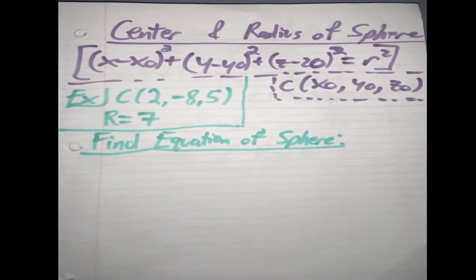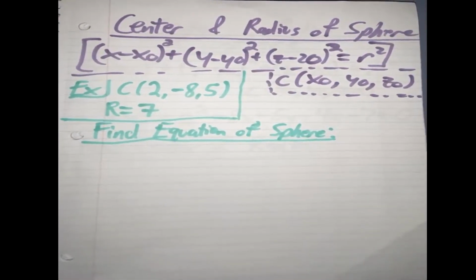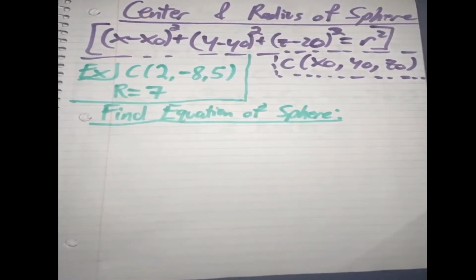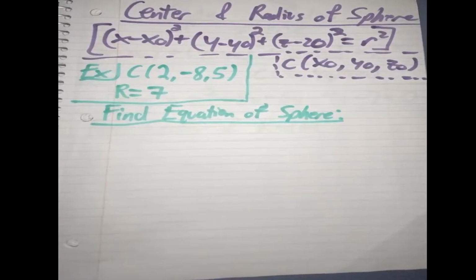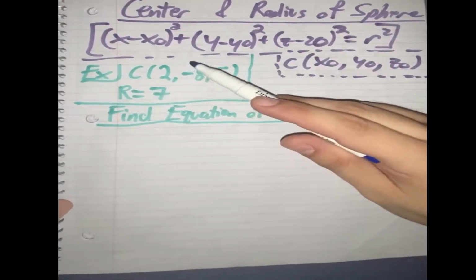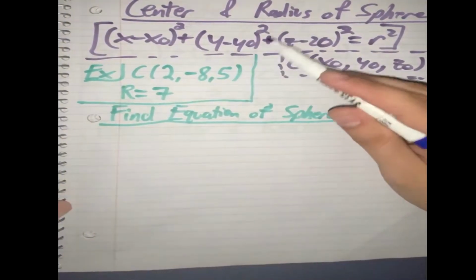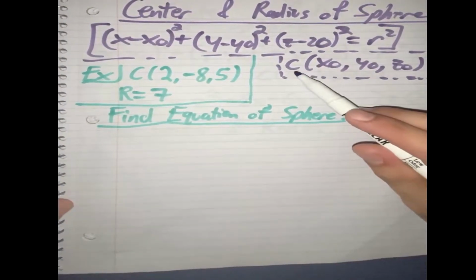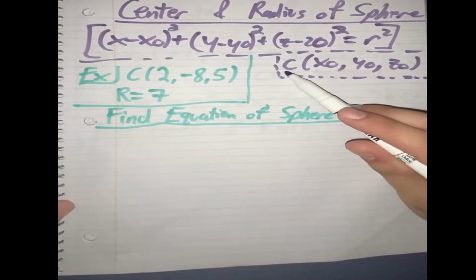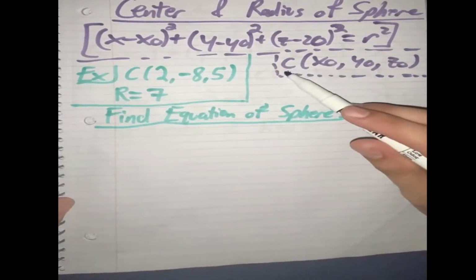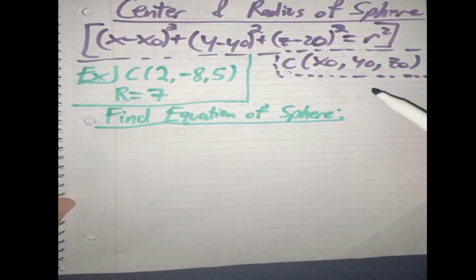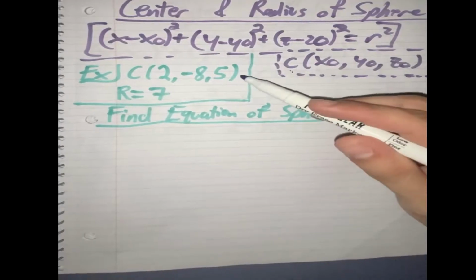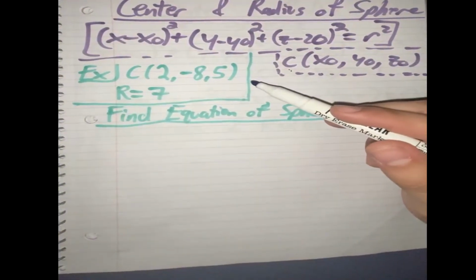Hello guys, so in this video, we're asked to find the equation of a sphere. The formula for a sphere is this one right here: (x minus x naught) squared plus (y minus y naught) squared plus (z minus z naught) squared is equal to r squared, given our center point will be noted as C of x naught, y naught, z naught. So without further ado, we have to find the equation of a sphere given these values.